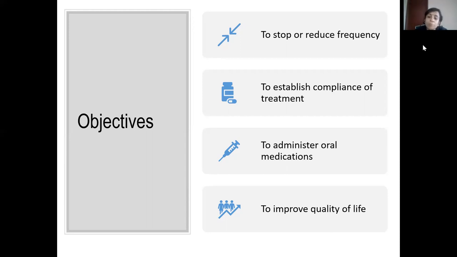To establish compliance of treatment. So once they stop vomiting, only then can we give medications. A patient coming to you with severe vomiting, you can't write medications thinking that they will eat it and will get good pain relief. No. So we need the nausea and vomiting to be controlled so that they can go on with the other treatment, including pain management. And of course, administering oral medications and to improve the quality of life.